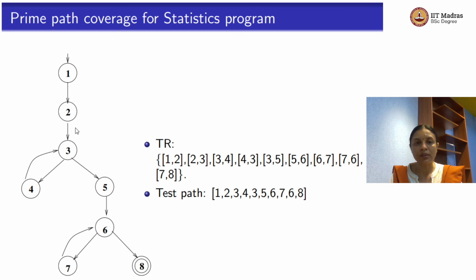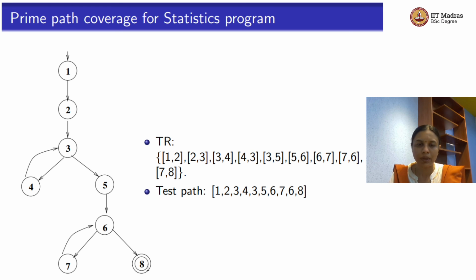It has 8 nodes. Node 1 is the initial node. Node 8 is the final node. And it has all these edges between them. So if I have to achieve edge coverage for the statistics program, the test requirement is all the edges. How many edges are there? 1 to 2, 2 to 3, 3 to 4, 4 to 3 back, and so on. This is just listed here. What would be a test path? One exhaustive test path is enough, right? 1 to 2, to 3 to 4, back to 3, to 5, to 6, to 7, back to 6, and then to 8. This is one test path.